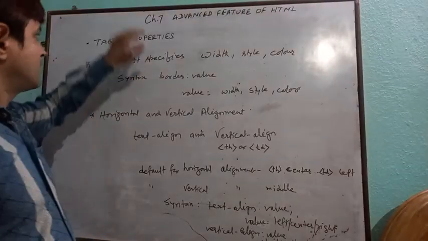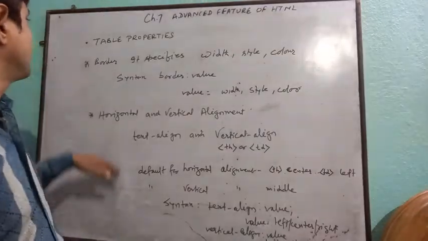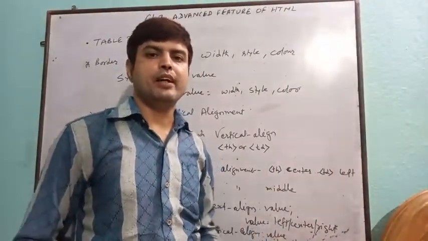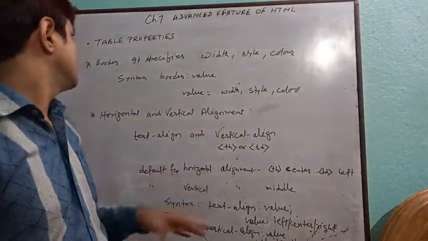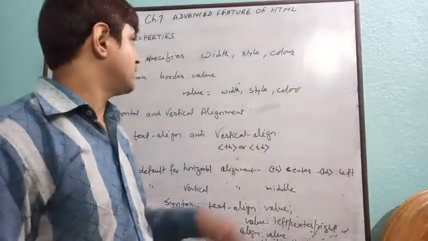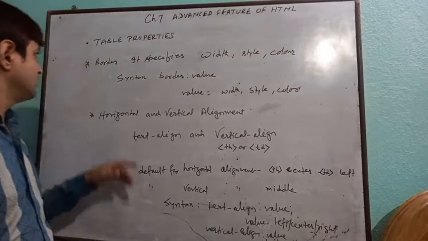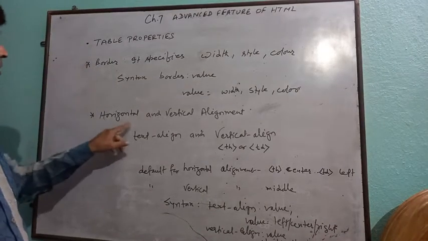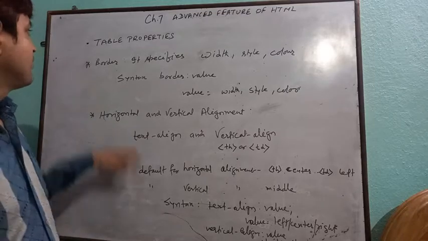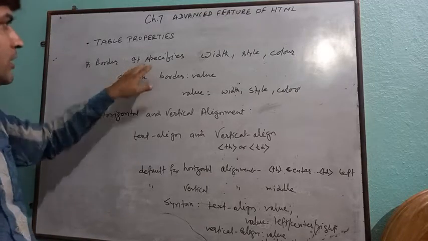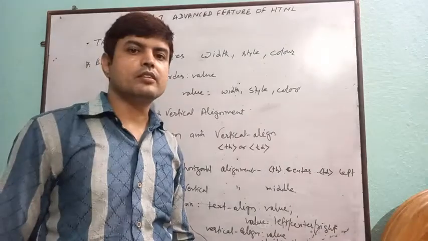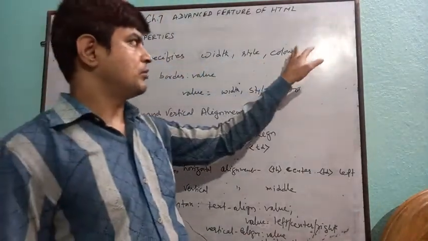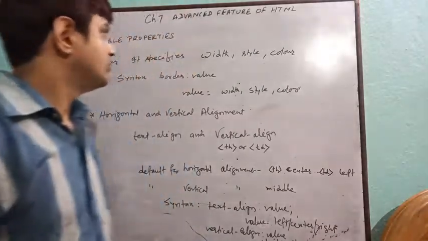Now we will discuss the table properties. Table properties are used to specify the different components of the table. Here we will discuss two properties: border, and horizontal and vertical alignment. The border property specifies the border width, border style, or border color.